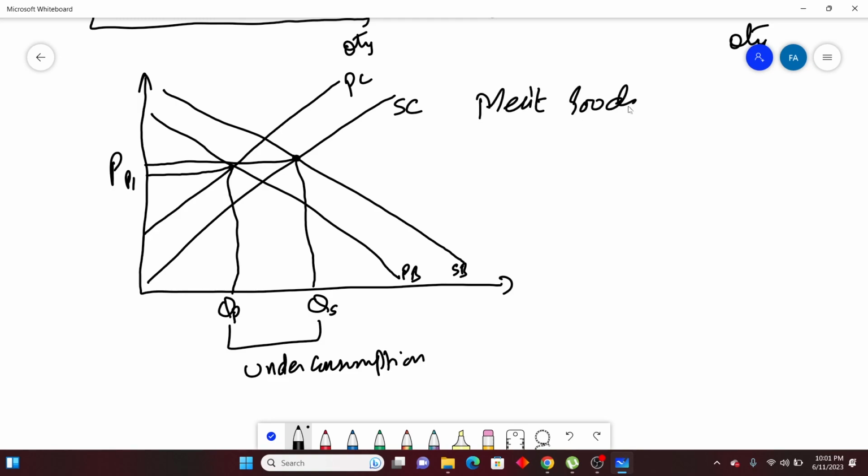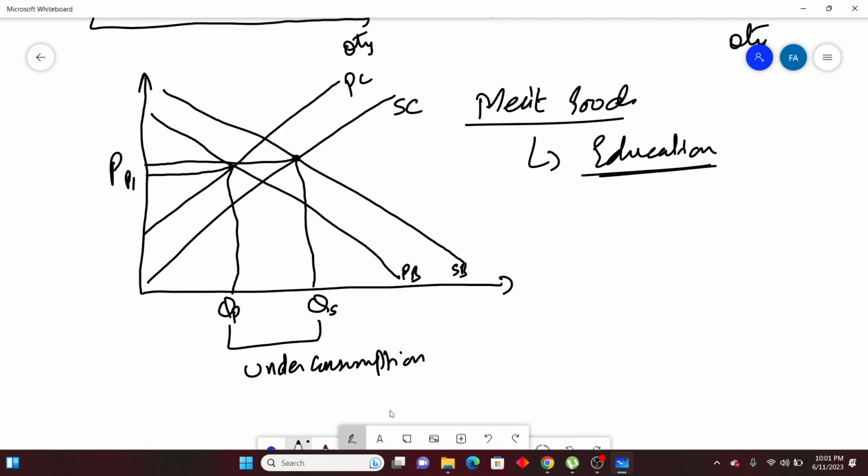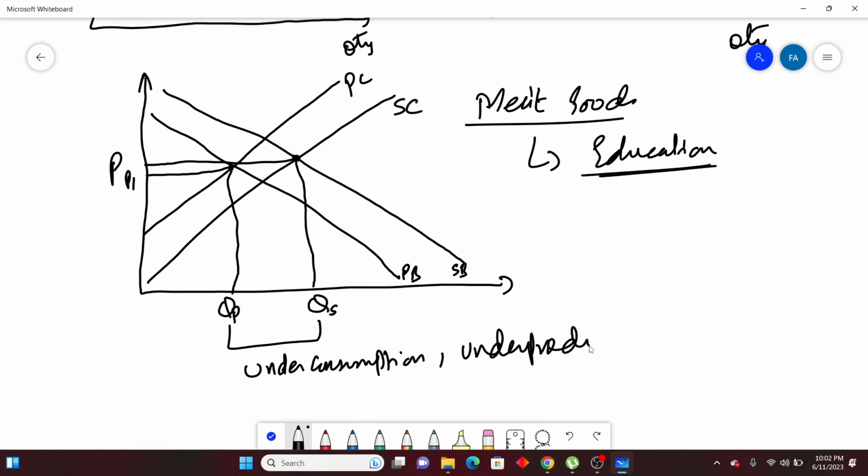What are merit goods? Merit goods are those goods which have more external benefits than the private benefits. If I talk about that, merit goods are education. Merit goods give more external benefits than the private benefits, so these tend to be under consumed, under produced. If they are under consumed, then they are also under produced, because the demand is low as people are consuming it less. So that's why the producer also produces it less. So this is the problem with merit goods.